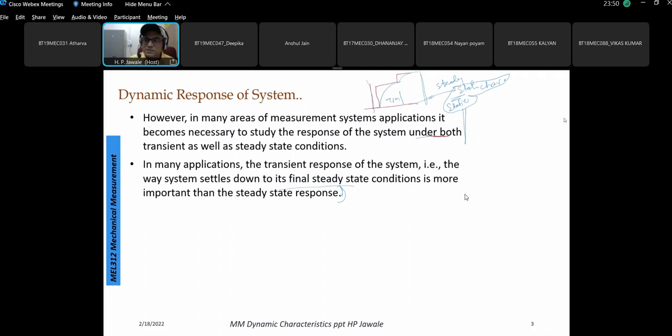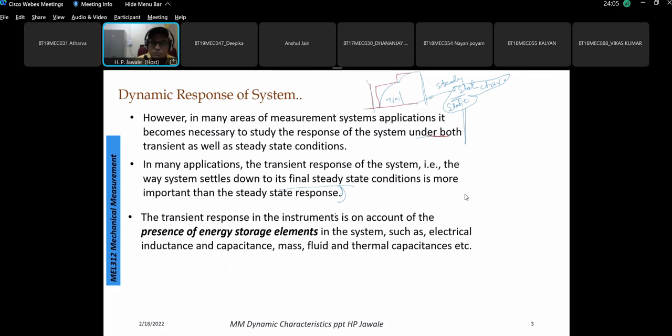Whereas there are many applications where we need to carry out the measurement only in the zone of the transient response of the system, right? So here, the transient response of the instrument is on account of the presence of energy storage elements. So this is very obvious. Say, take the example of the thermometer itself. It has mercury in the bulb, and that mercury is going to store some energy. That is something called loading of a system.